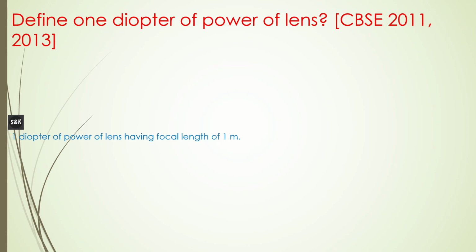Define one diopter of power of lens. One diopter is the power of a lens having a focal length of 1 meter.